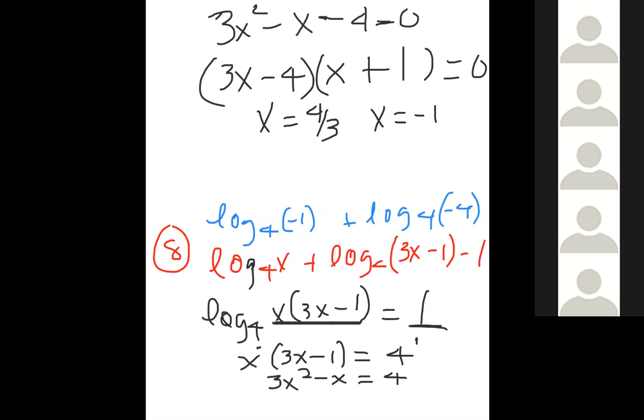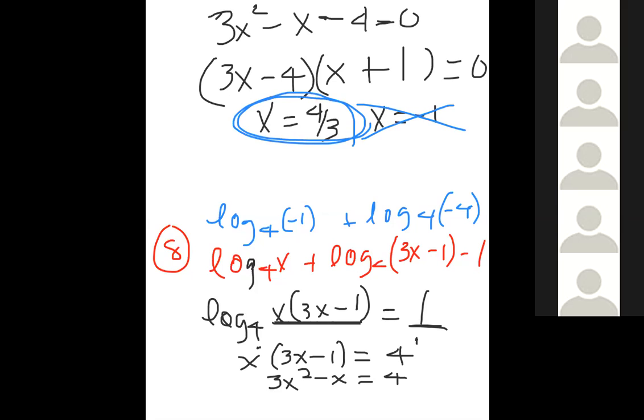So guys, we must reject the negative 1. The negative 1 is not a solution. That means that the only solution is 4/3. Now, you can check the 4/3 too, guys, but it works out.